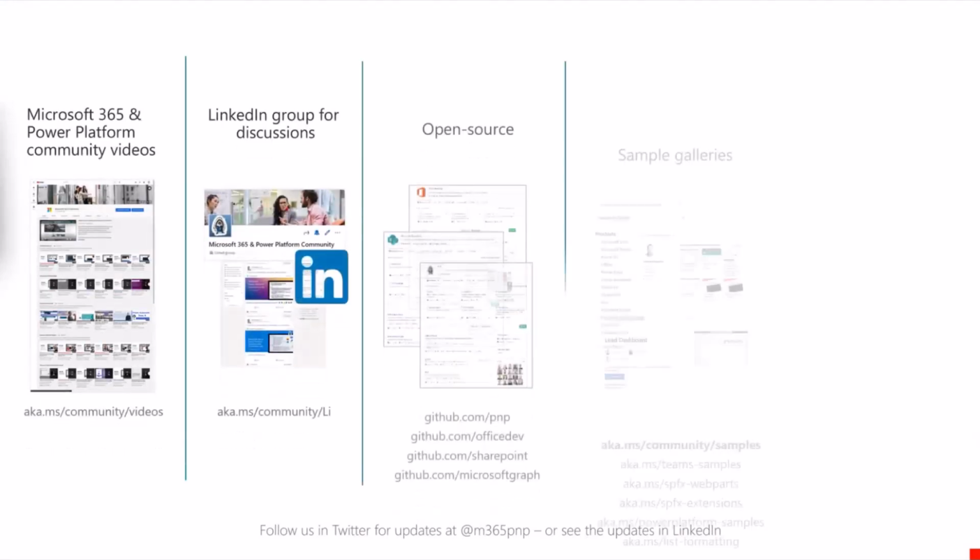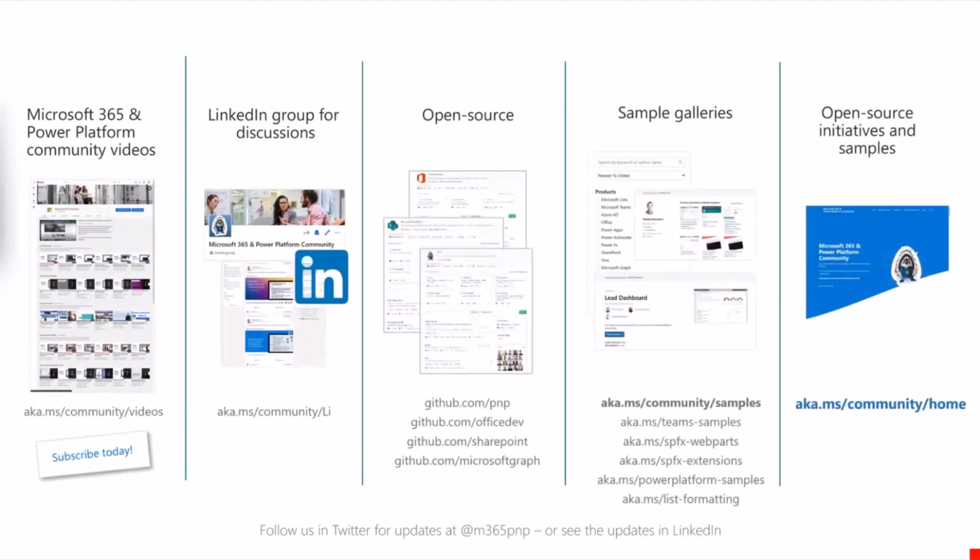We have got a bunch of community videos that are available to you in our fantastic community YouTube account. We've got LinkedIn groups and pages for discussions that you can continue to follow and collaborate on. We've got open source tooling and projects, plenty of those. And then I mentioned some sample galleries. We still got even more team samples, SPFX samples, list formatting samples, and of course, our Power Platform samples. Do you need to remember all these links? Oh no, you just got to remember one amazing link. That's aka.ms/community/home. And that's going to give you access to all of our amazing and awesome resources that are available to you for free, by the way.